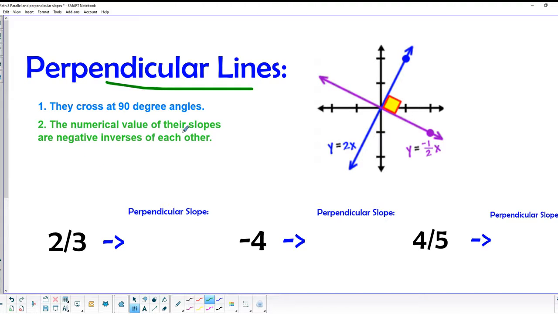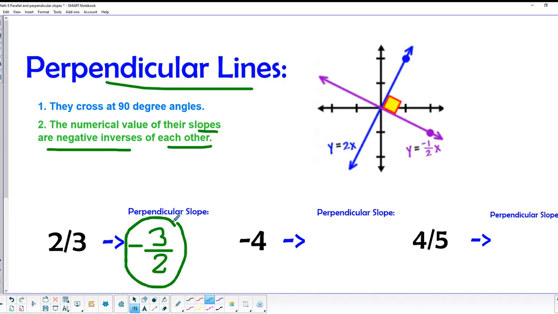The numerical value of their slopes are negative inverses of each other. So inverse means to flip it upside down. So let's look at this first one. A perpendicular slope to this one would be 3 over 2, so it's an inverse of it, but it also has to be the negative version of that. So we put a negative sign in front. So this slope right here would be perpendicular to a slope of 2/3.